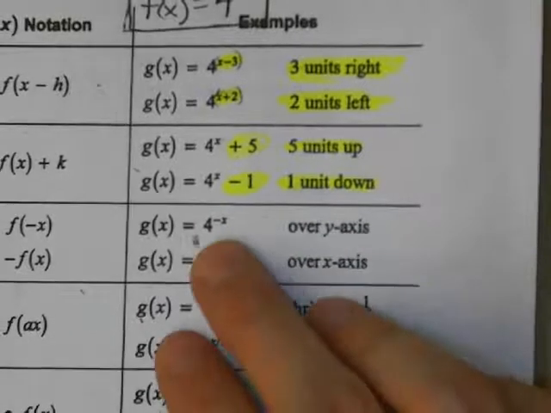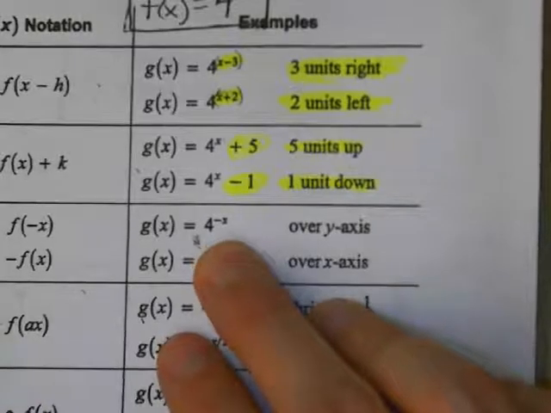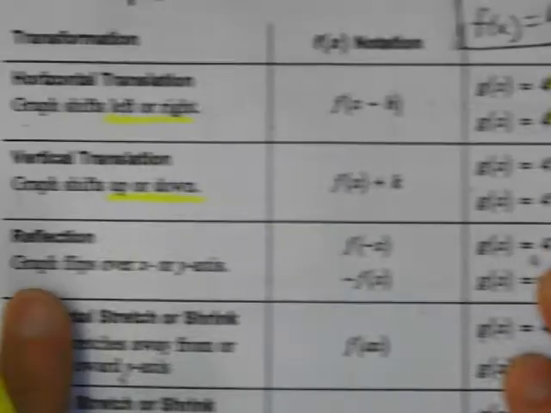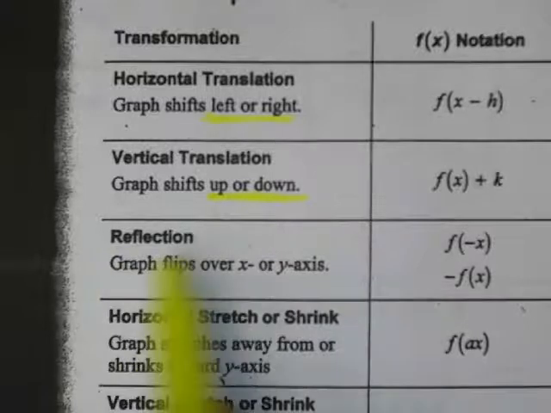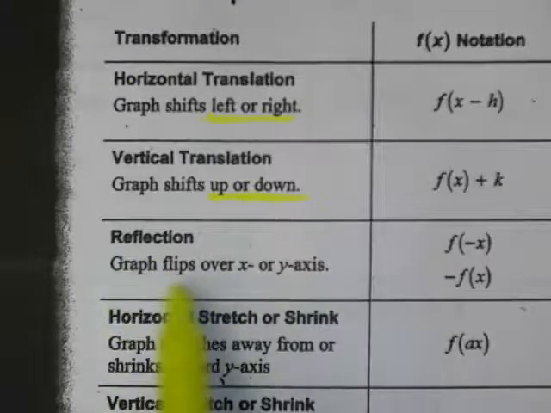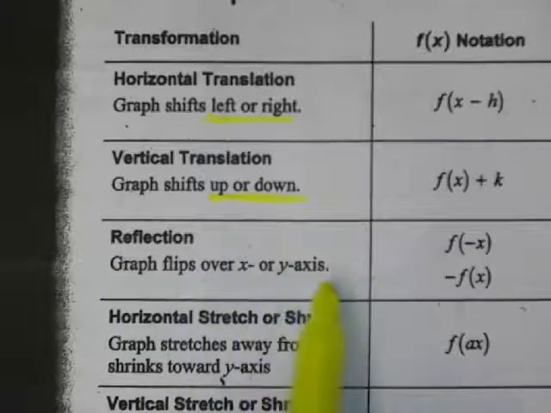And here's one. These are called reflections. I can move it over a second. Now we're going to look at some reflections where the graph flips, if the graph flips over the x or the y axis.